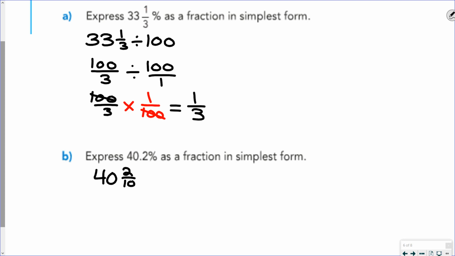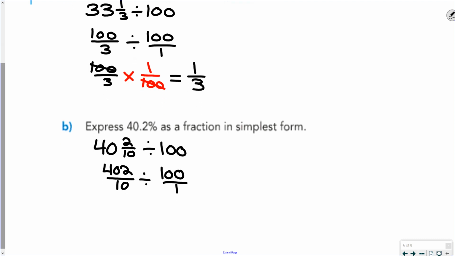It's perfectly fine. And we're going to do the same thing that we did in part A, and we will divide by 100. So we'll convert 40 2/10 into an improper fraction, which would be 402 over 10, and we'd have 100 over 1. Keep, times, turn. 402 times 1 is 402. 10 times 100 is 1,000.